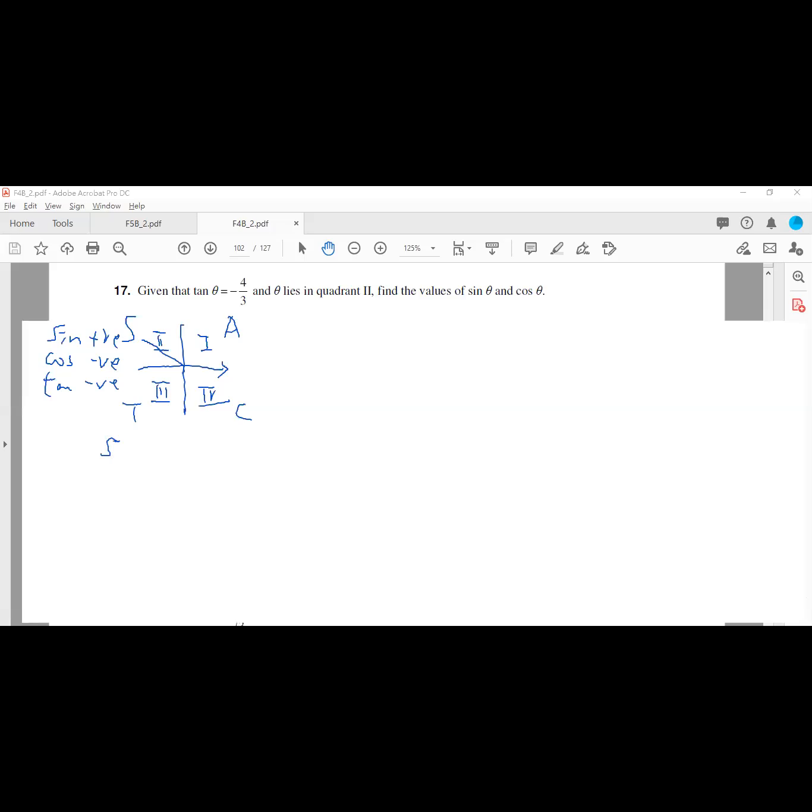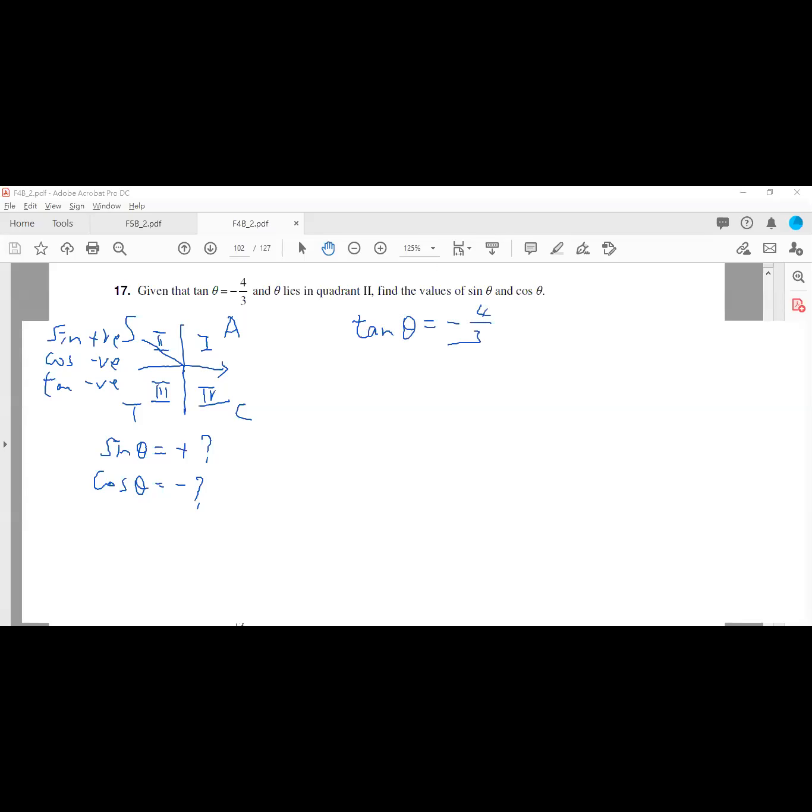So we know that sine theta will be positive. But positive what? We will find. And then we know that cosine theta is negative. But negative what? We will find. Okay? Now, we are going to find the positive what and the negative what now. Okay? So we start from the given equation. Tangent theta is equal to -4/3.